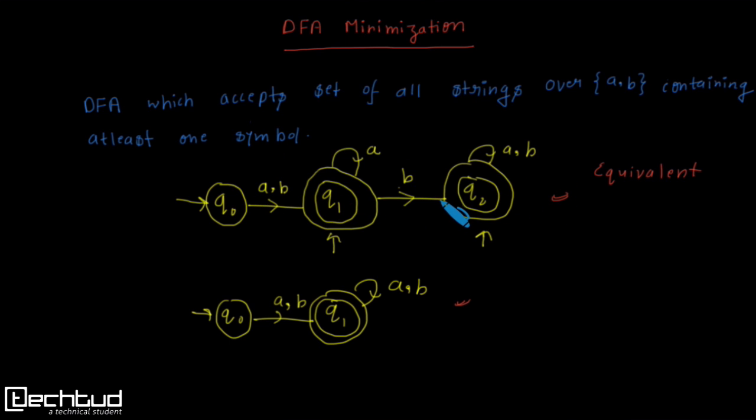Here the DFA was very simple, so you can minimize it just by looking at it, but in some complex DFAs you have to follow some rules. So we will go through the definitions. Basically our goal is to find the equivalent states, and we will replace those equivalent states by just one state that will represent all of them. Fine. So let's look at the definition of equivalent states.